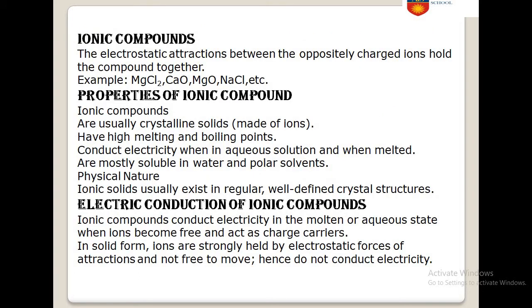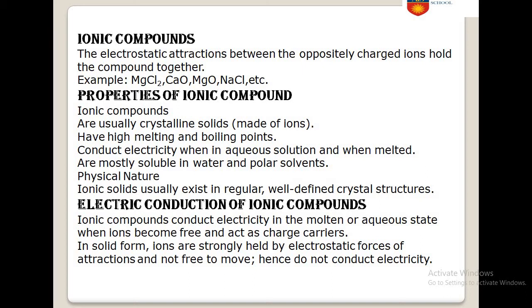Now, what are ionic compounds? Ionic compounds are those compounds in which the electrostatic attractions between the oppositely charged ions, that is cation and anion, hold the compound together. This only holds the compound together. Examples are MgCl2, CaO, MgO, NaCl, KCl, etc.